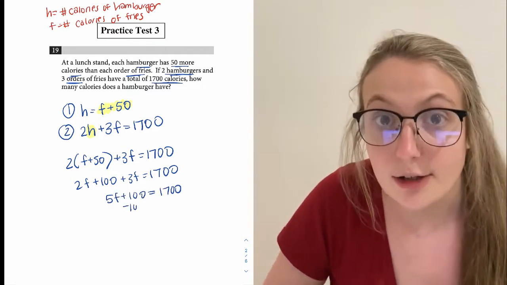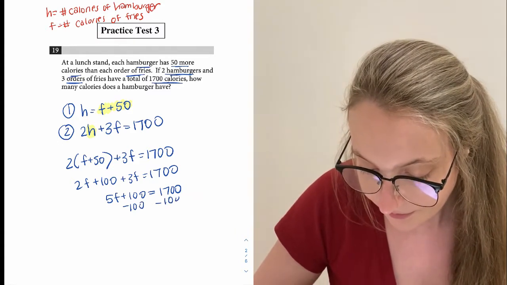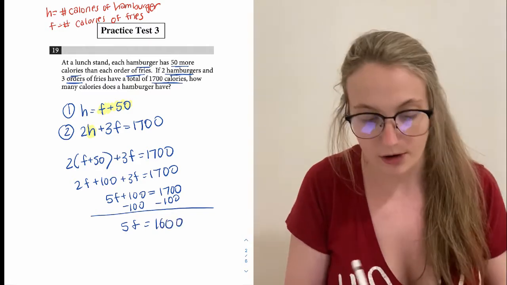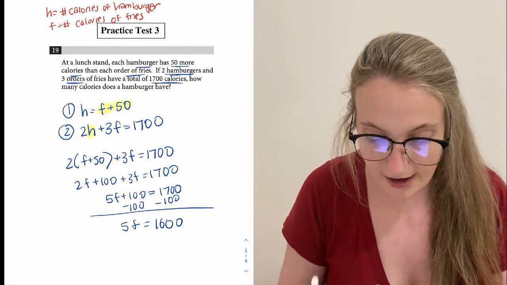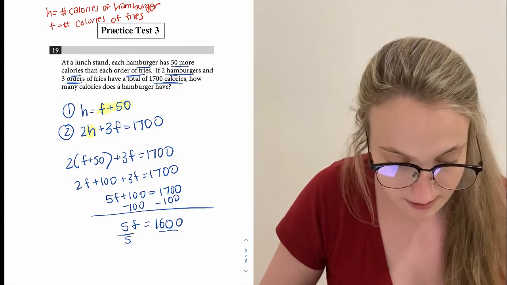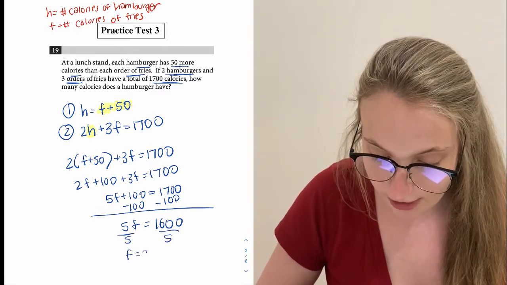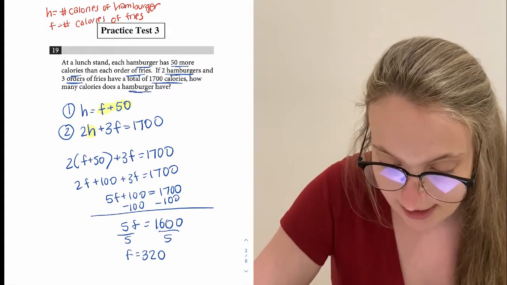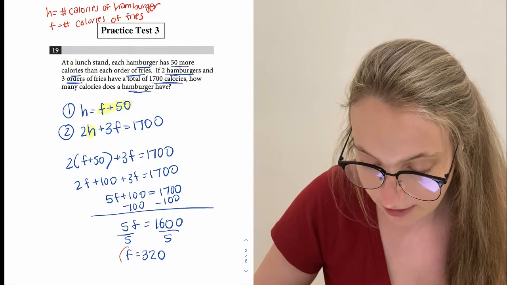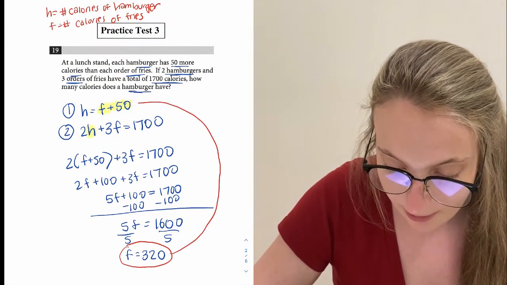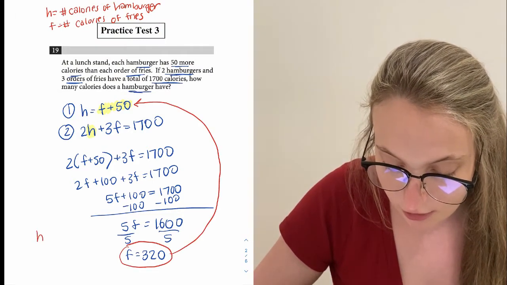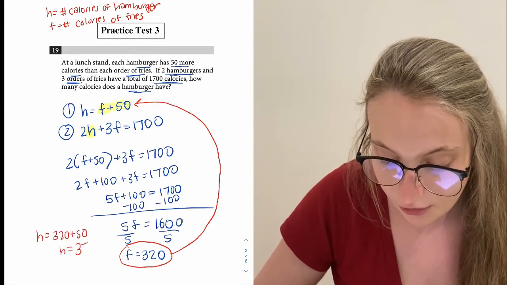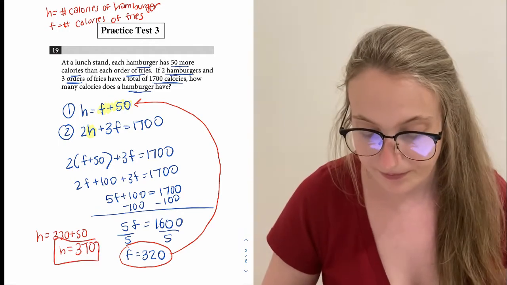We'll subtract 100 then from both sides. We get that 5F is equal to 1,600. So we'll divide both sides then by 5 to find that F is equal to 320. However, they want to know how many calories a hamburger has, so we're going to have to take the fact that F equals 320 and just plug it back into our top equation here. So H is equal to 320 plus 50, so the hamburger has 370 calories.